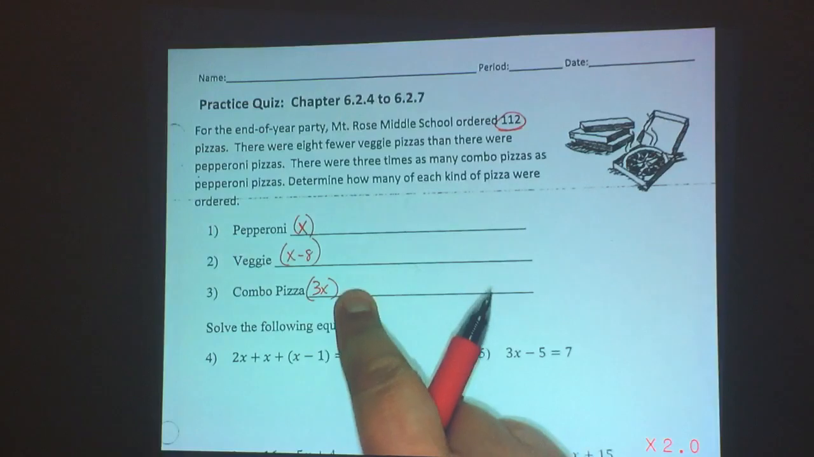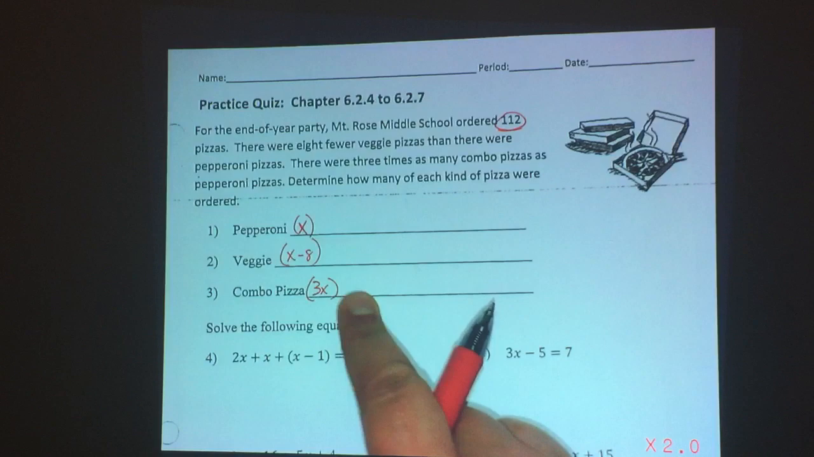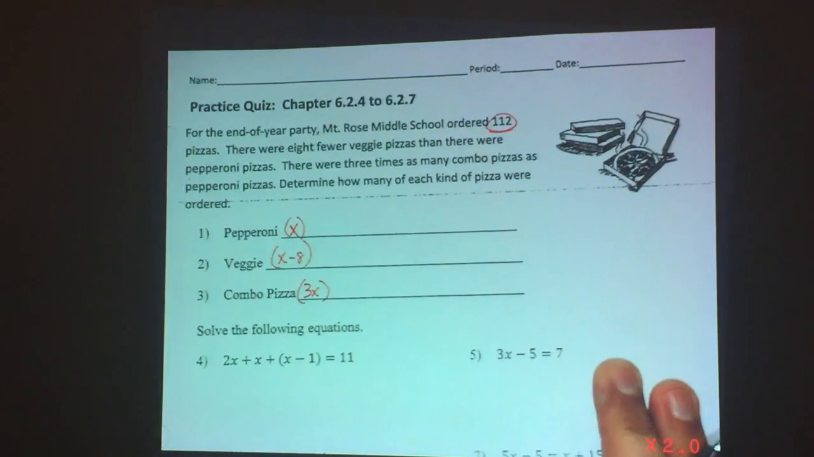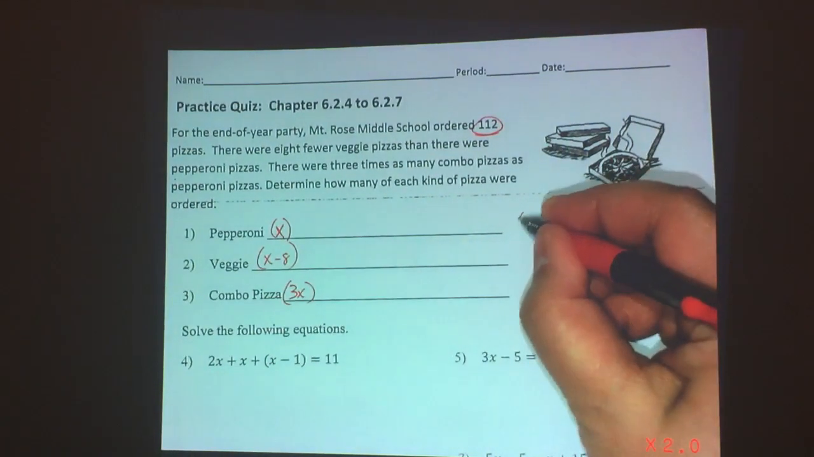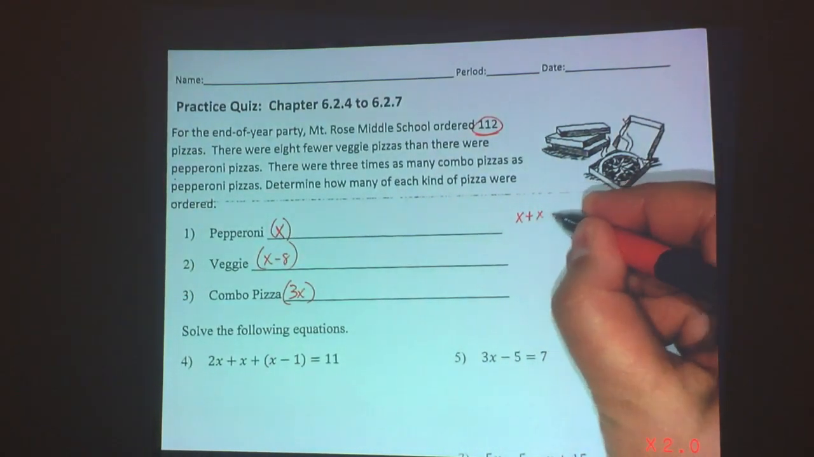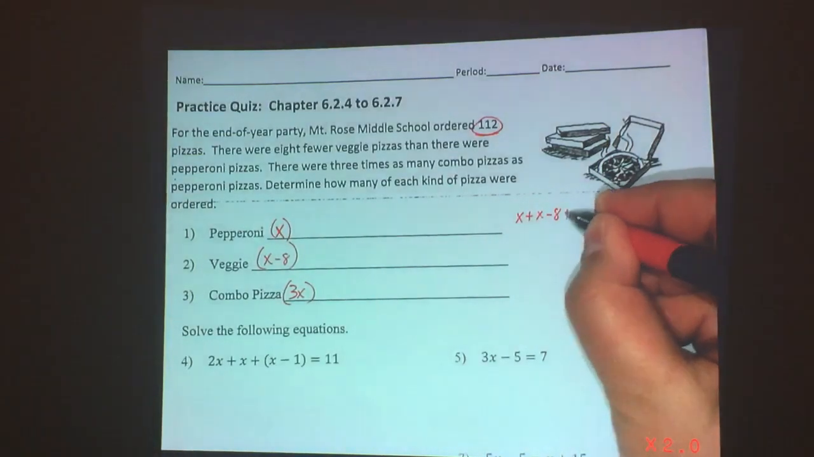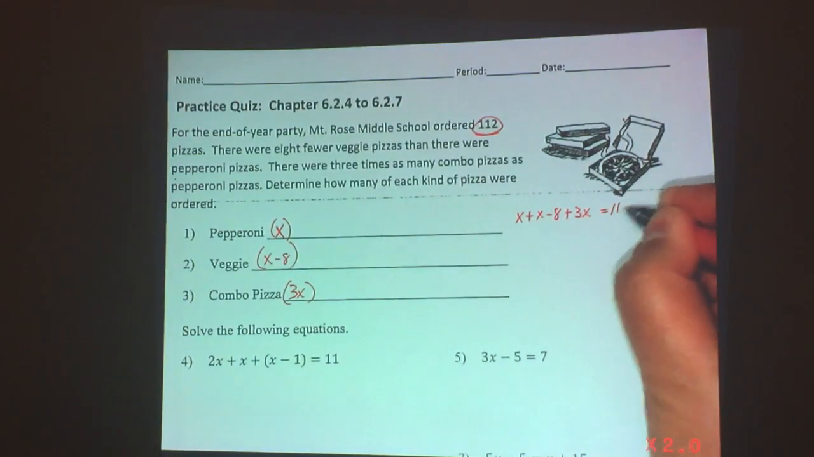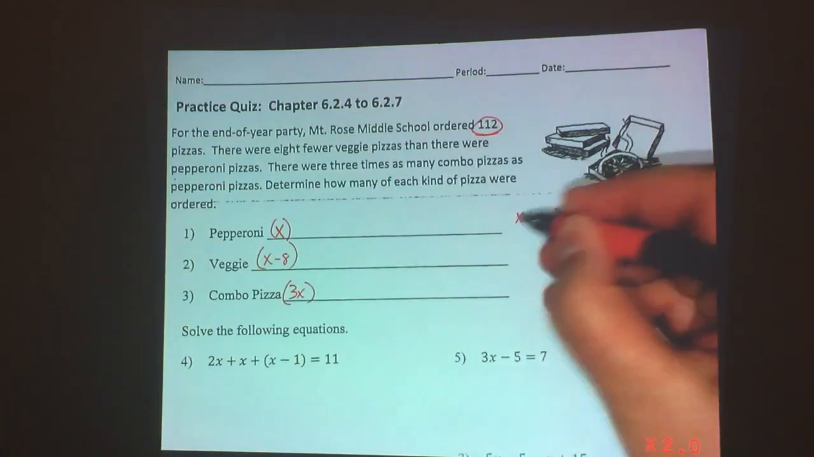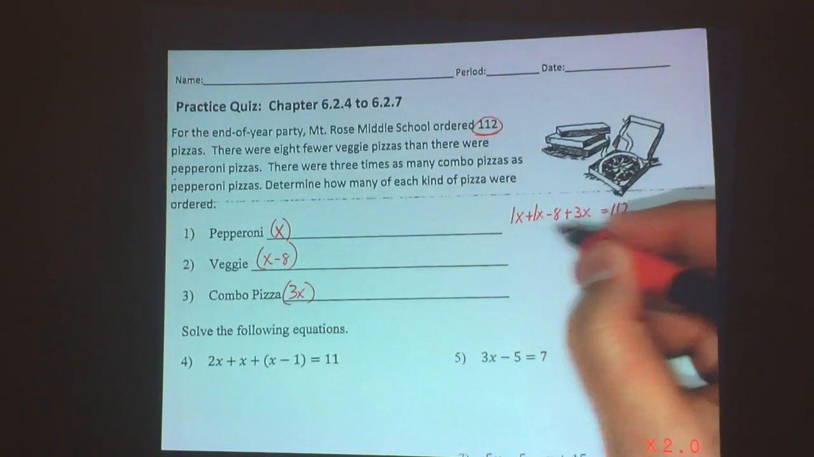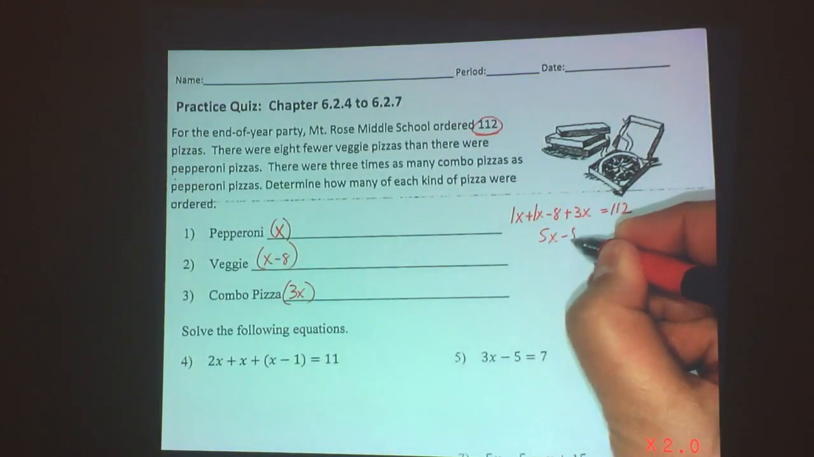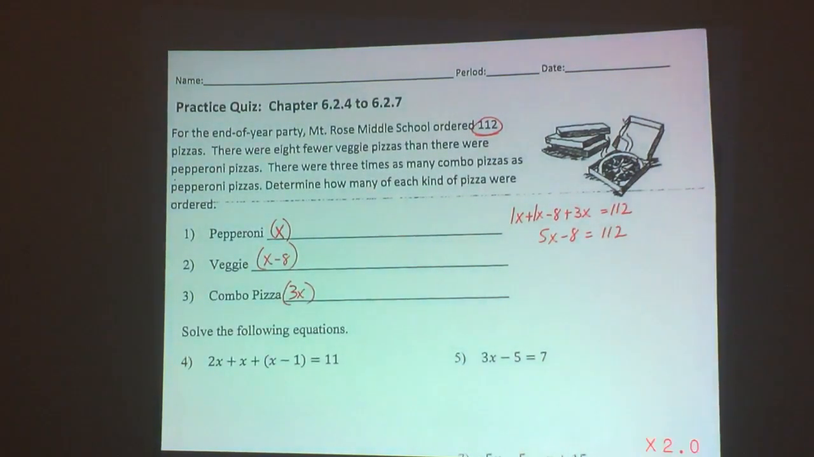So if we put all these together, because it says there was a total of that many pizzas, we have x plus x minus 8 plus 3x equals 112 pizzas. If you want to, you can put 1s in front of your x's like I told you. Let's combine like terms. How many x's are there? 1, 2, 3, 4, 5. 5x minus 8 equals 112.